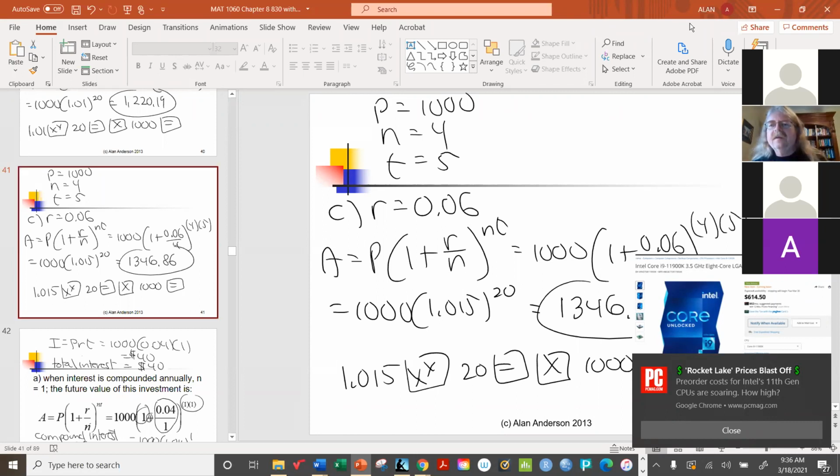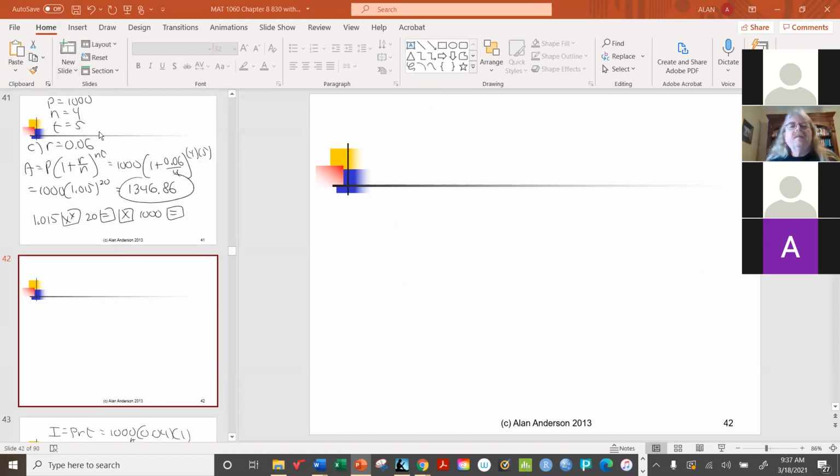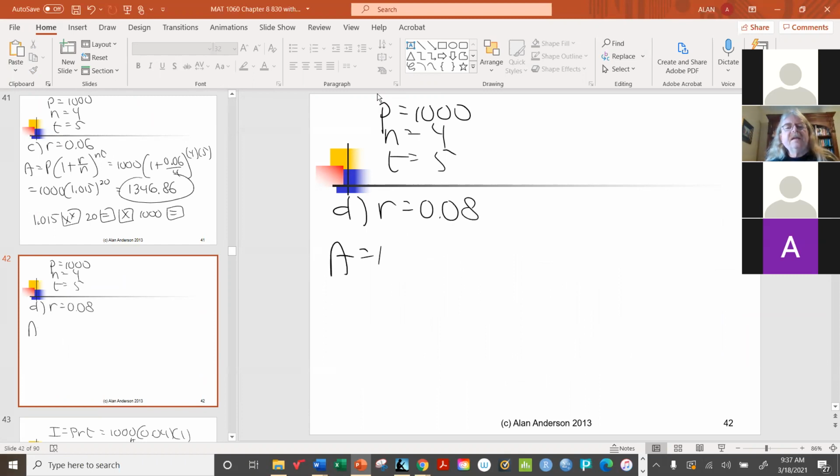Here we go. So we've got 1485.45 because that's 8% for 5 years. 1485.95 exactly. Oh, wait a minute. I have something slightly different. Let's go through that. In this case, we should have P equals 1,000, N is 4, T is 5. R is 8%. A equals P times 1 plus R over N to the NT.